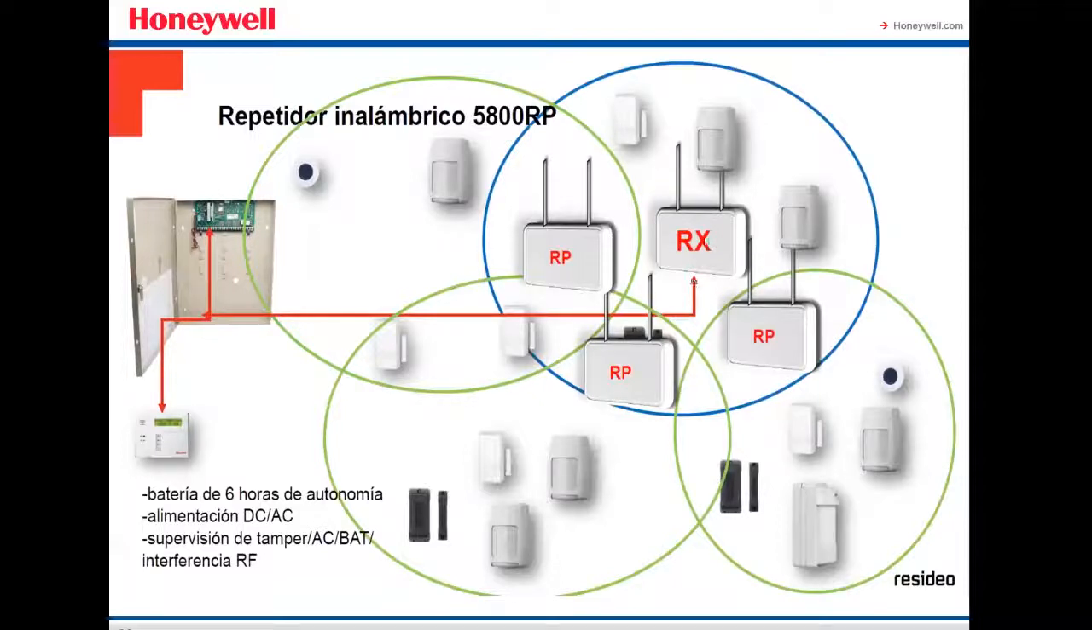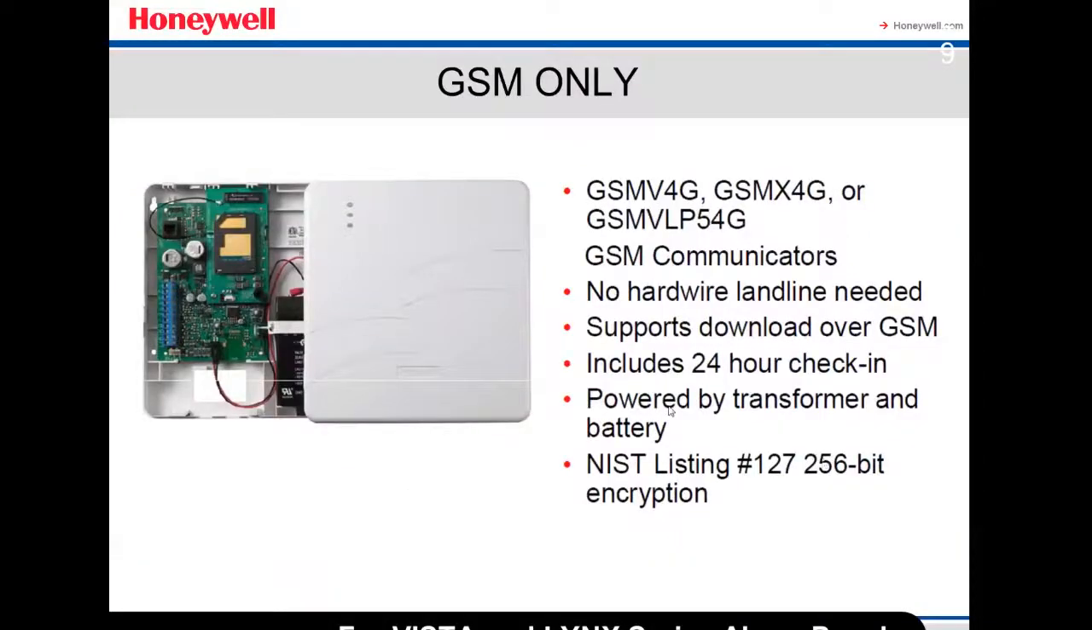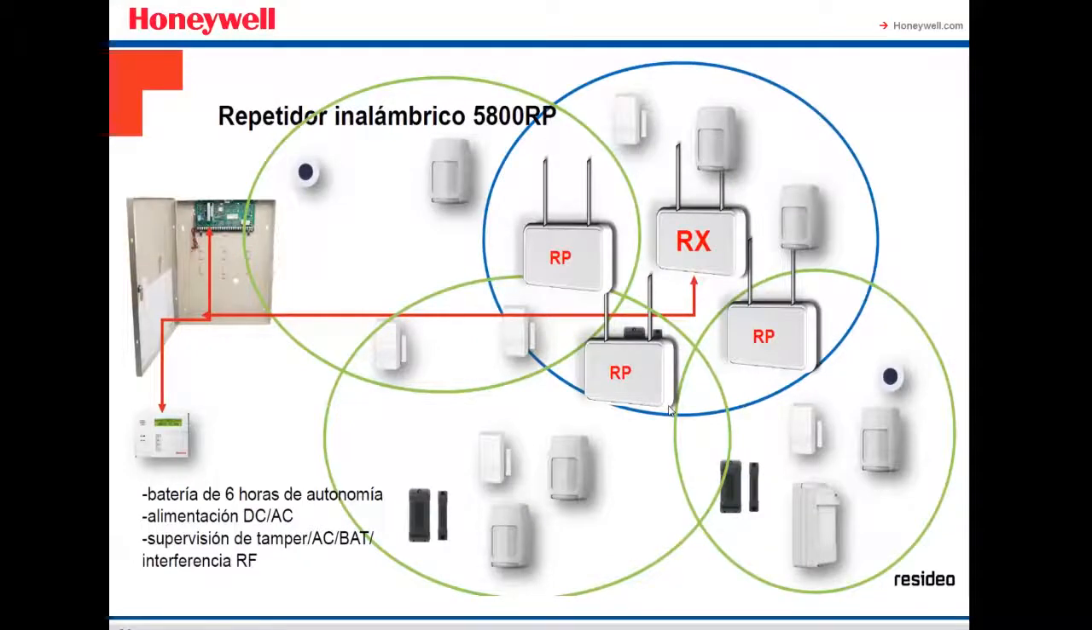The way it works is this. You have the receiver in the middle, and the repeaters go within the range of the receiver, which is the blue line. Then from each repeater, it has its own range, and it's going to cover all the other devices. This is how the repeaters work in these panels.